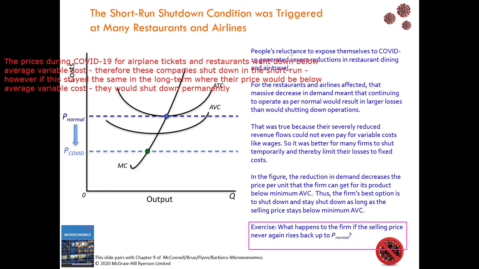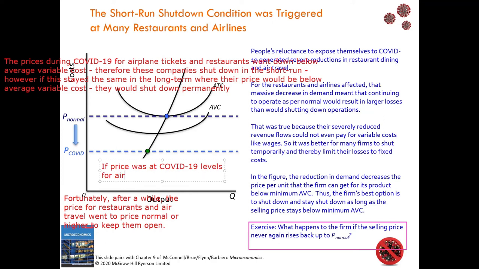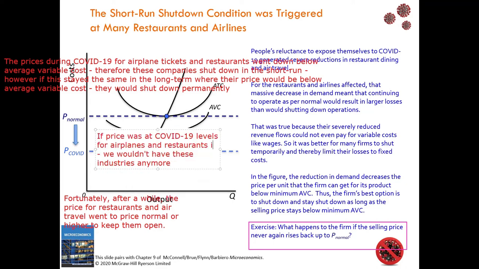Fortunately, the price went back to normal or higher. After a while, the price for restaurants and air travel went to normal or higher to keep them open. If the price was at COVID levels for airplanes and restaurants, we wouldn't have these industries anymore in the long term. So that would be a big problem.